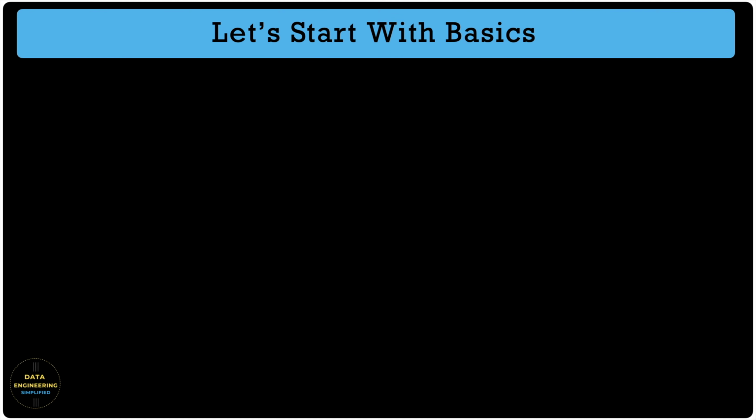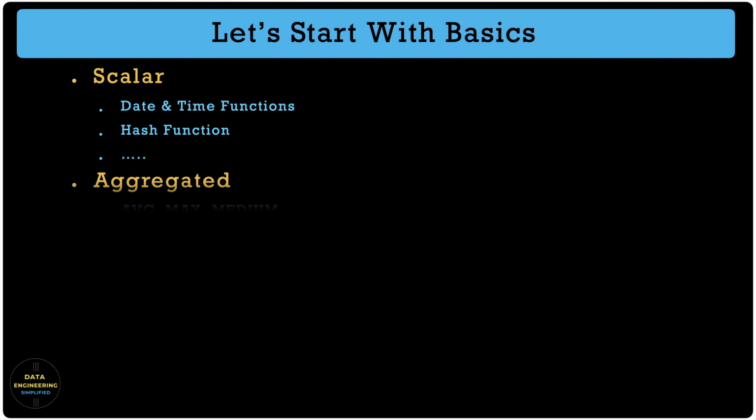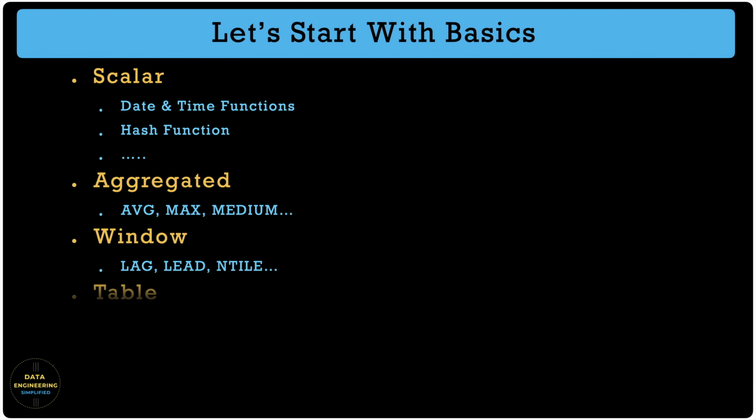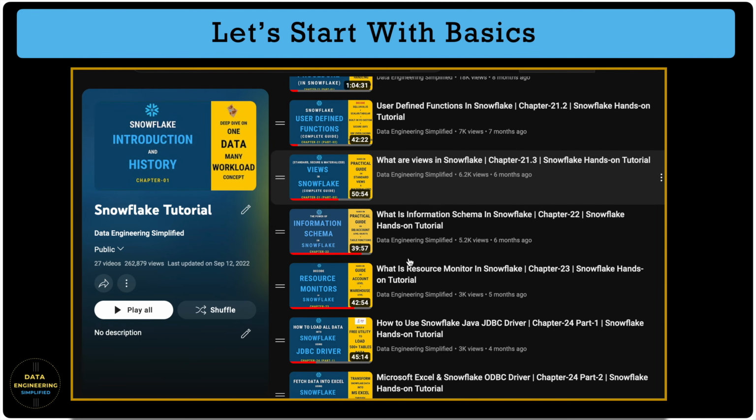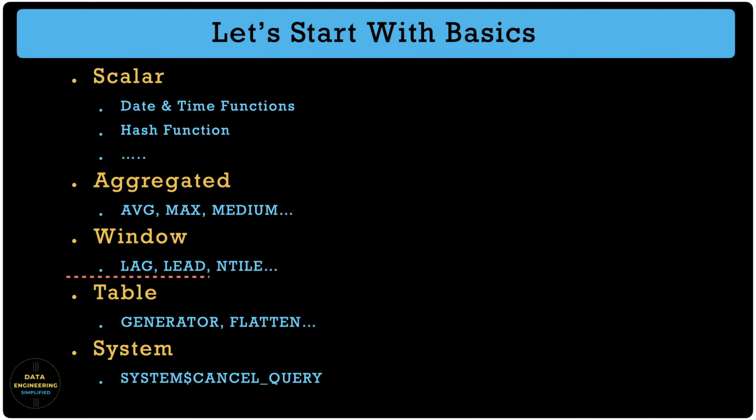So let's start with basics. There are more than 500 built-in functions in Snowflake and they are classified under different categories. For example, scalar functions like date and time, aggregate functions like min or max, window functions like lead and lag, table functions like generator, and system functions like cancel query, etc. We have already covered custom and built-in functions in detail in our Snowflake playlist video. You can refer to the link in the information icon to watch if you want to go much deeper on custom and inbuilt functions. So let's narrow down to the flatten table function.